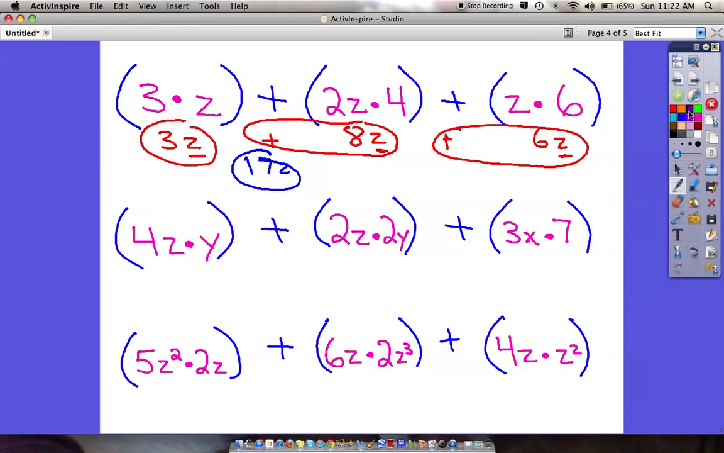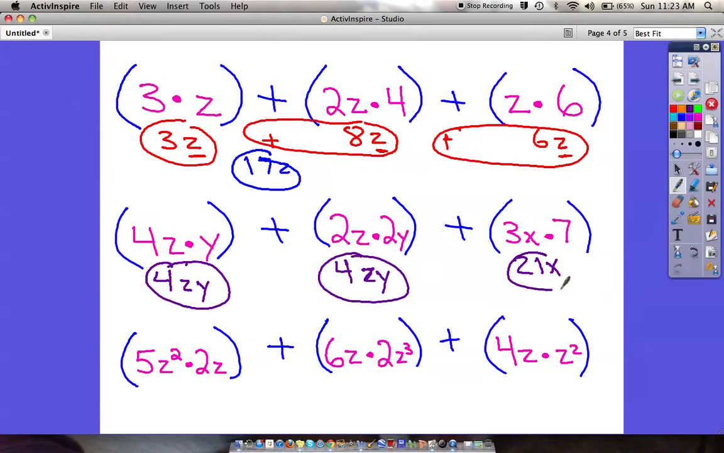Now if we go down to the next one, 4z times y is just going to be 4zy. 2z times 2y is going to be 4zy. And then 3x times 7 is just 21x. Now, if we're adding these together, they're all positive. I didn't use many negatives here. Maybe I should have done that, but it's not any different. Maybe I'll change one of the problems here.